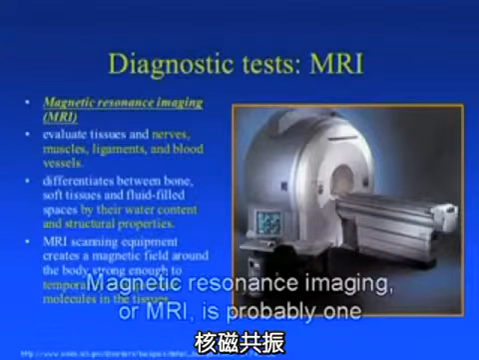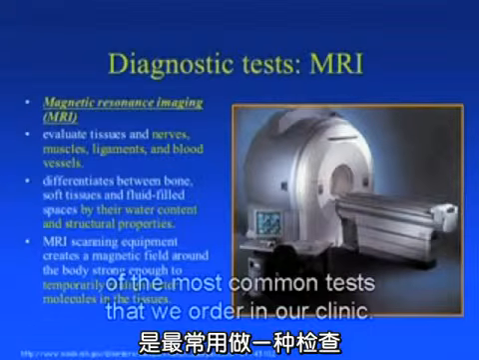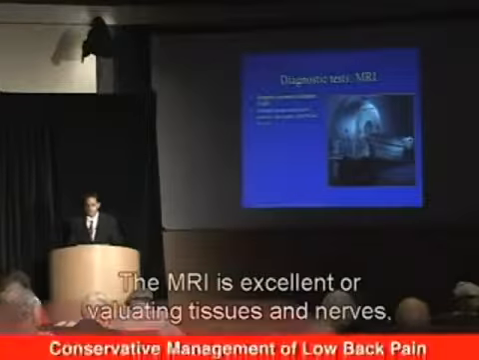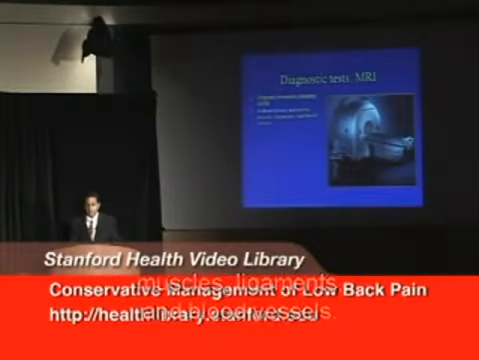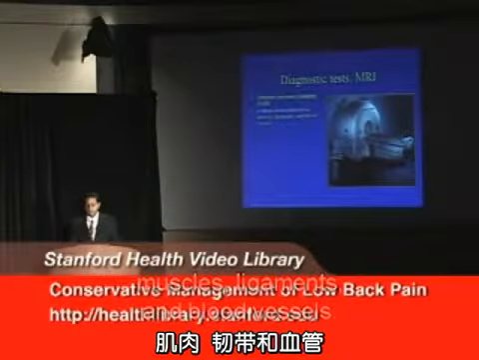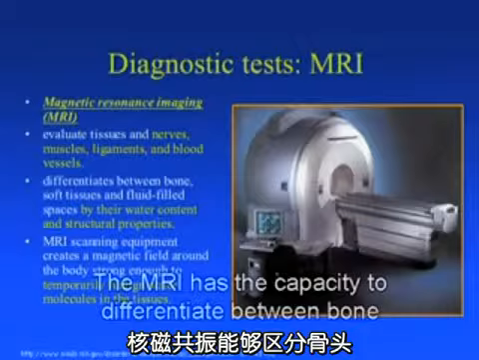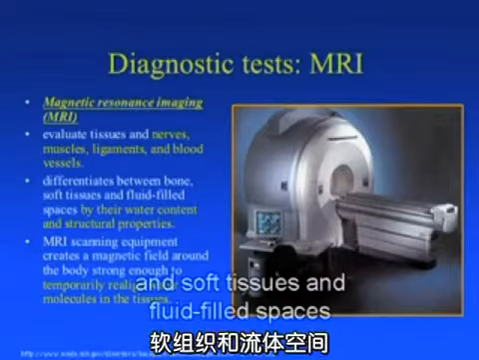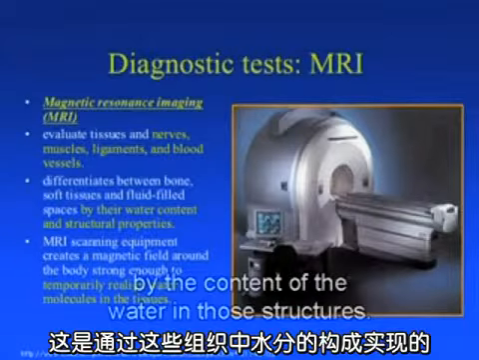Magnetic resonance imaging, or MRI, is probably one of the most common tests that we order in our clinic. The MRI is excellent for evaluating tissues and nerves, muscles, ligaments, and blood vessels. The MRI has the capacity to differentiate between bone and soft tissues and fluid-filled spaces by the content of the water in those structures.